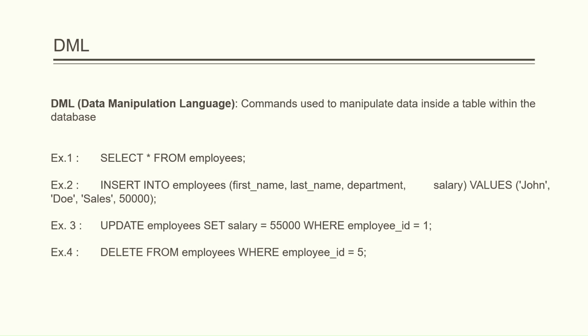In example 1, it retrieves all the rows and columns from the employees table. In example 2, the values will be inserted in the employees table. In example 3, the salary will be updated to 55,000 whose employee ID is 1. In the last example, a row will be deleted whose employee ID is 5.